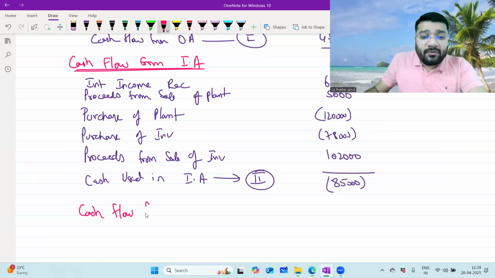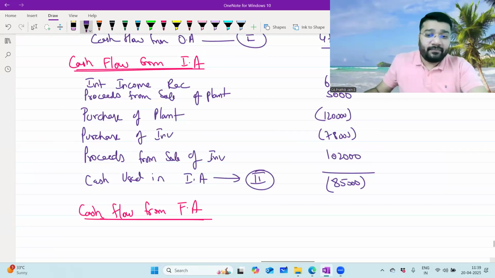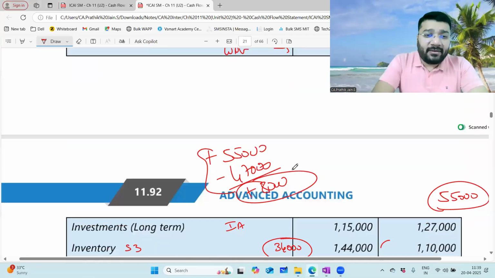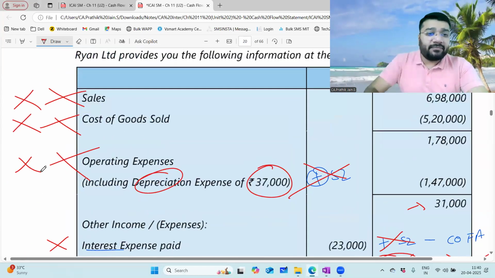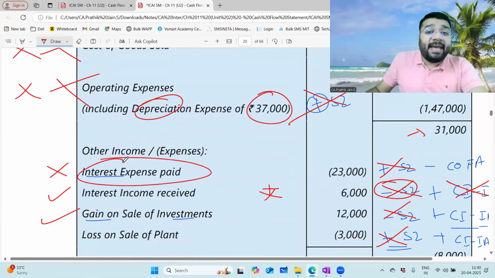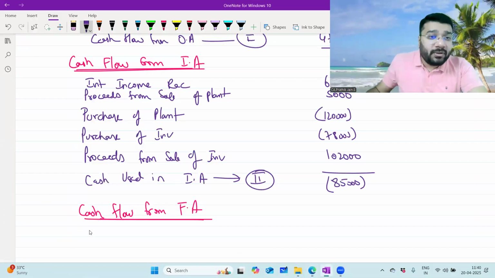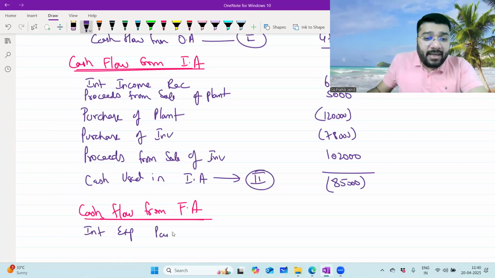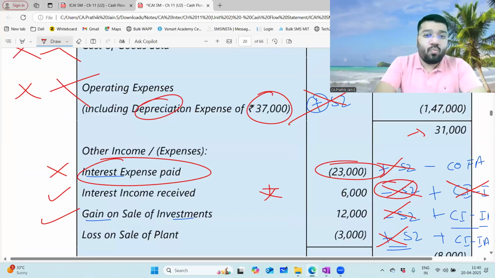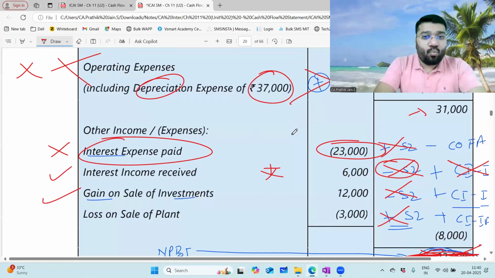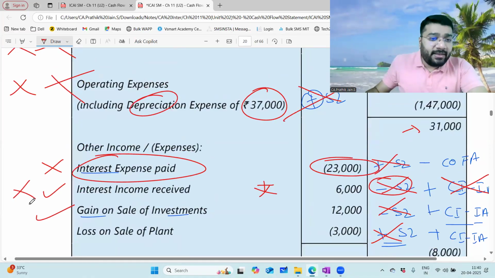Cash flow from financing activities. Come from the beginning again. Sale is affecting? No, this is not affecting. Interest expense paid 23,000 cash outflow. Interest expense paid 23,000. Rest, nothing is affecting.